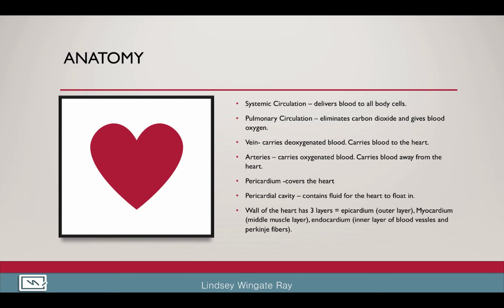The pericardium, think of that as like a sac that covers the heart, and it protects the heart. The pericardial cavity contains fluid for the heart to float in. The wall of your heart and the wall of arteries have 3 layers. The epicardium, which is the outer layer, the myocardium, which is the middle layer, and it's also the muscle layer. The endocardium, which is the inner layer of blood vessels, and the Purkinje fibers.